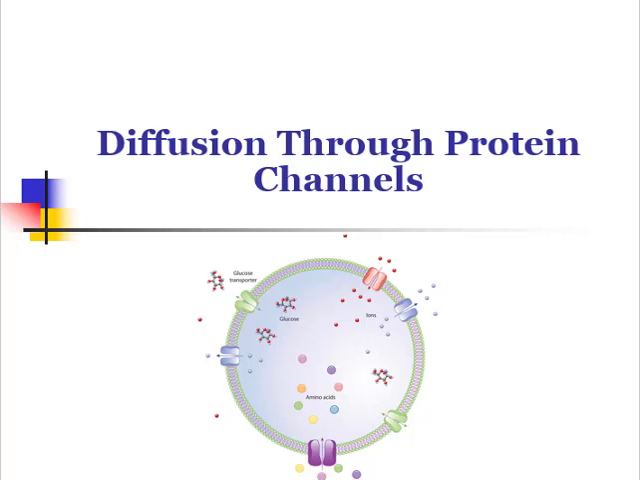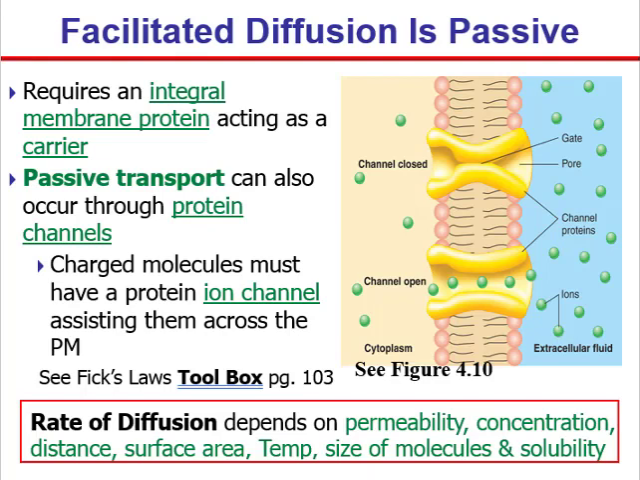Let's look at how molecules will be moving through these proteins that we inserted into the plasma membrane. So diffusion through protein channels, facilitated diffusion. This is still a passive process that uses a protein inserted into the plasma membrane, and it acts as a helper in order to facilitate the movement of molecules across the plasma membrane, which is acting as a barrier. So charged ions must have a protein channel assisting them across the plasma membrane, or they won't get through.